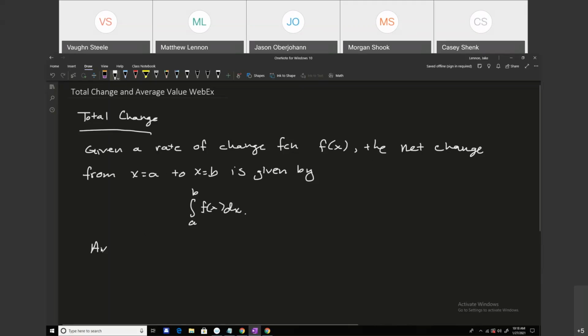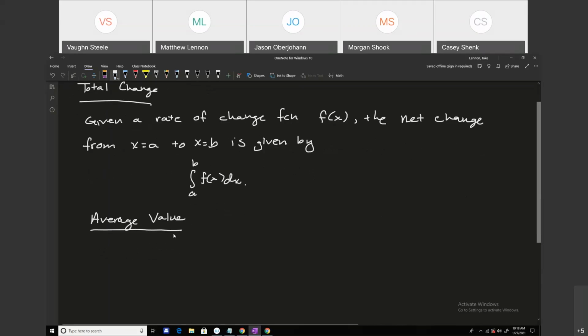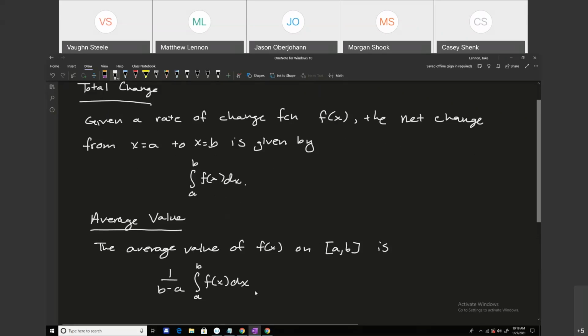The average value, with all the same stipulations as above. Technically, it doesn't have to be a rate of change function for average value, so we can say, so the average value, which I'm thinking of as average height of f of x on some interval ab, is same thing, but you just have to throw the 1 over b minus a in front. And that's that. So let's go ahead and jump into some examples.